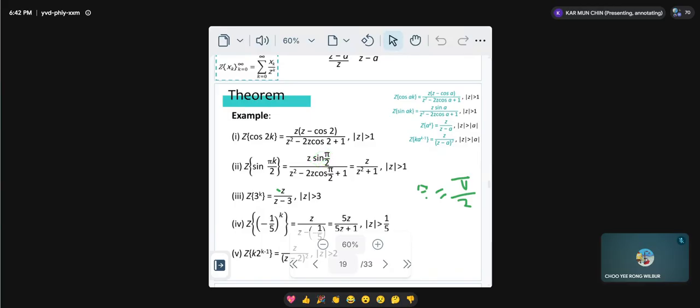Sine pi over 2 equals 1, and cos pi over 2 equals 0. So 0 multiplied by this term, the whole term will be 0. At the end, you're left with Z over Z squared plus 1.